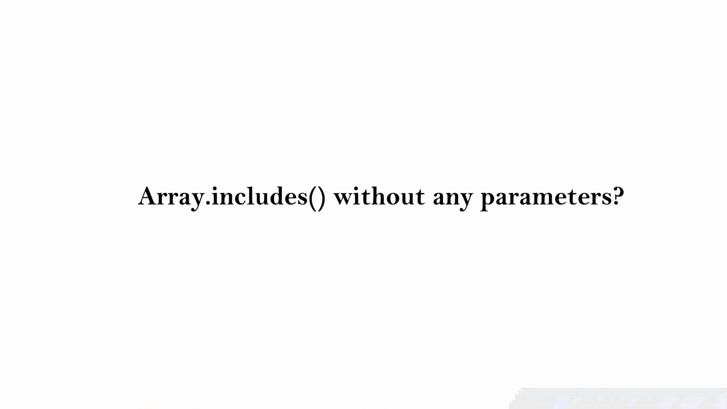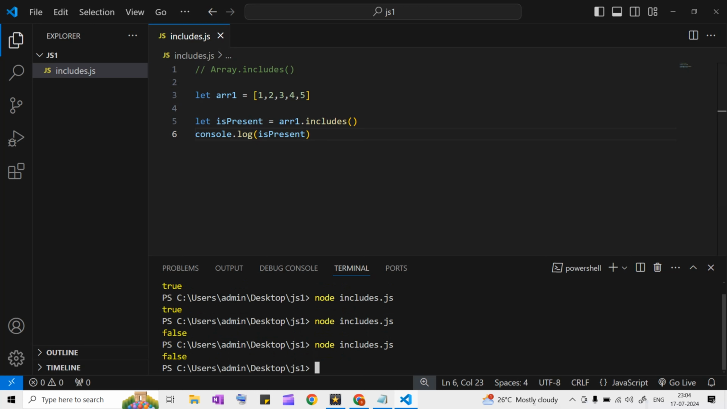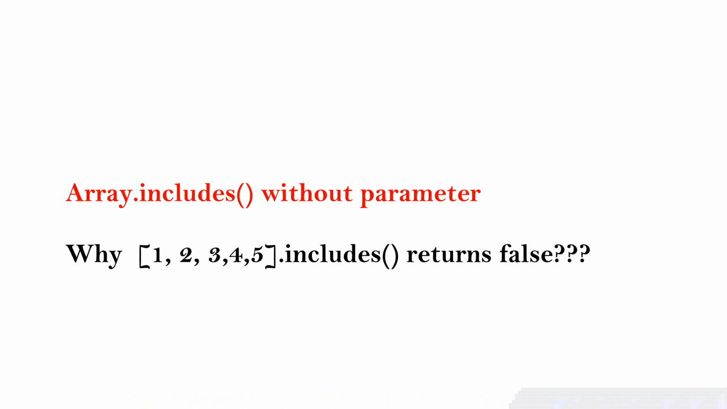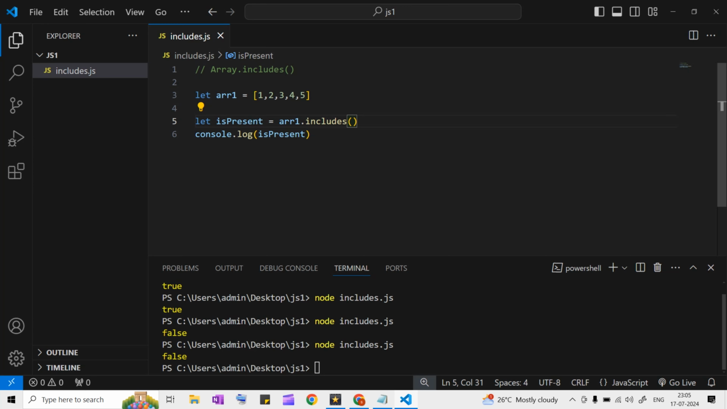Now what happens if I don't pass any parameter? I'll just pass the includes method with nothing and run it. Let me click enter. You see guys, we got the output false. But the question is why it printed false. The reason is that by default it takes undefined as the value, so it verifies if undefined is present in the array or not. There is no undefined here, and that is why we got false.